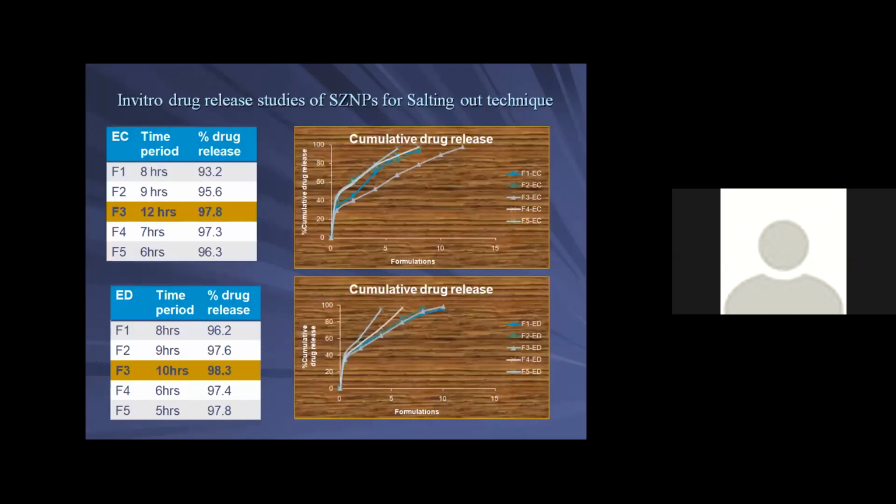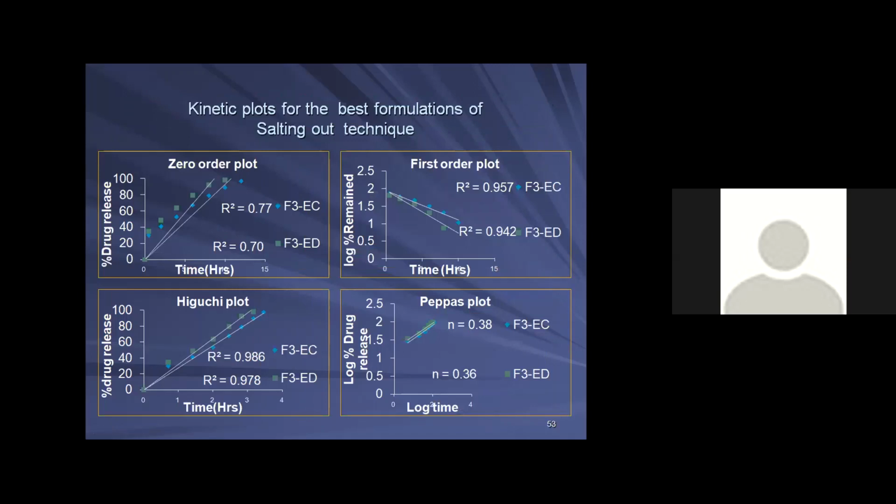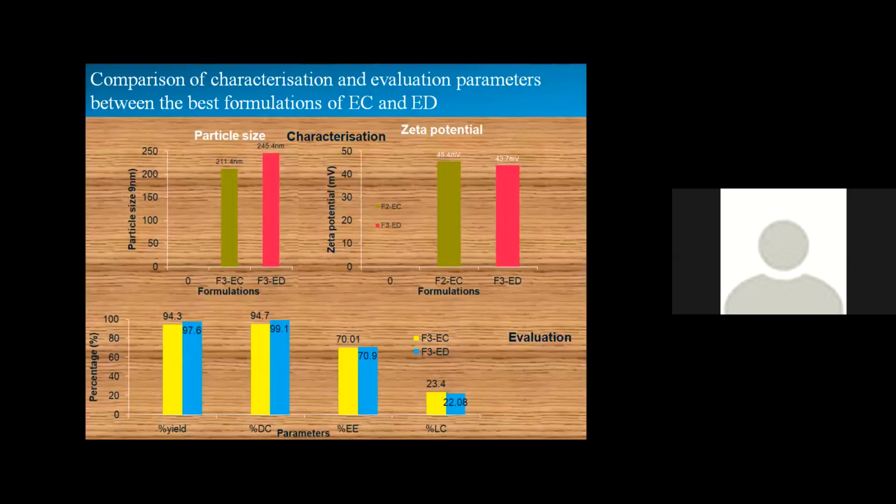So let us compare the in vitro drug release studies, which were performed by the orbital shaker method for a period of 12 hours. Among the 5 formulations, the F3 formulation is showing the better result, with a drug to polymer ratio of 1:2. That is showing 97.8% drug release in a time period of 12 hours. Here the F3 formulation within 10 hours is showing 98.3% drug release. So these are the kinetic plots for the best formulations of the salting out method.